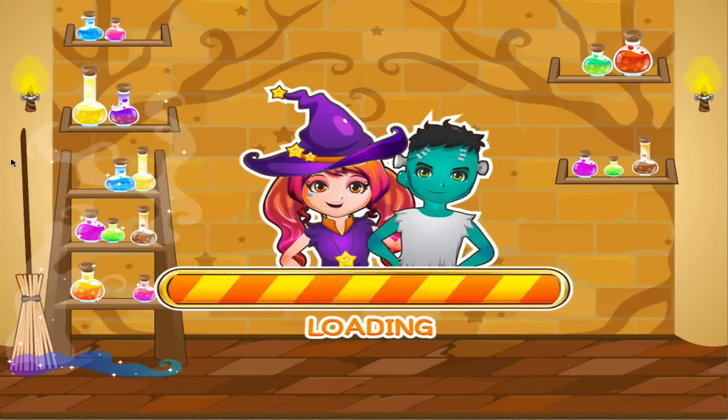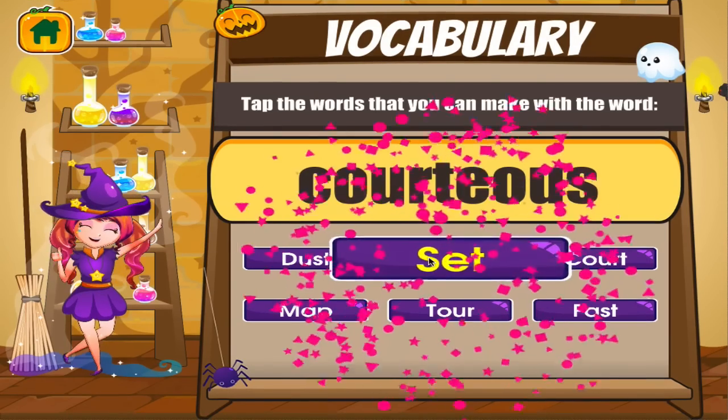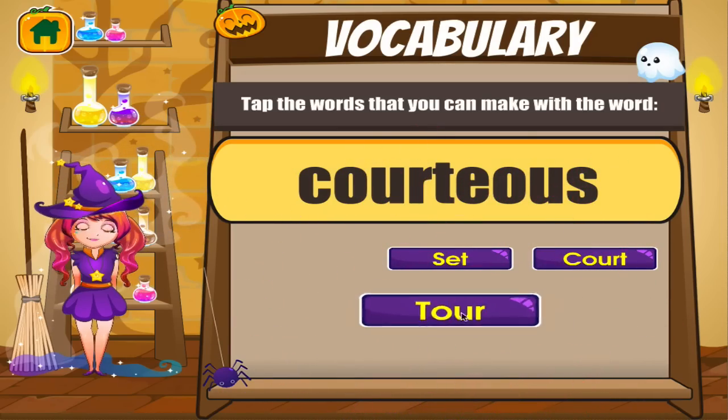Vocabulary. Tap the correct answer. Right on! Awesome!